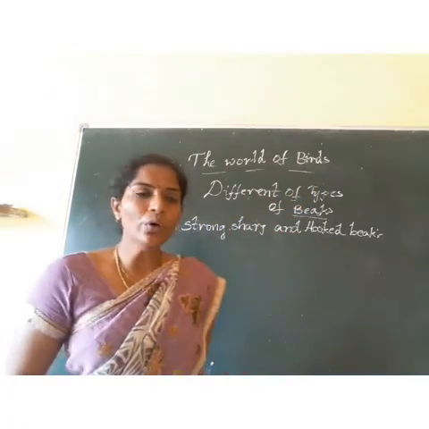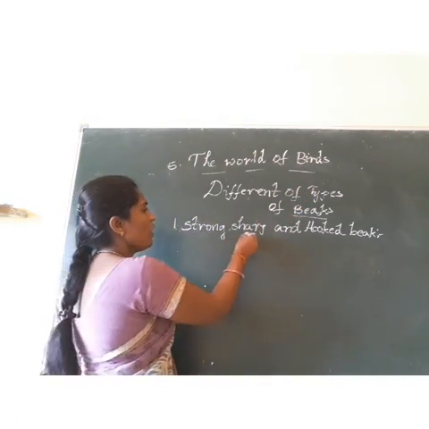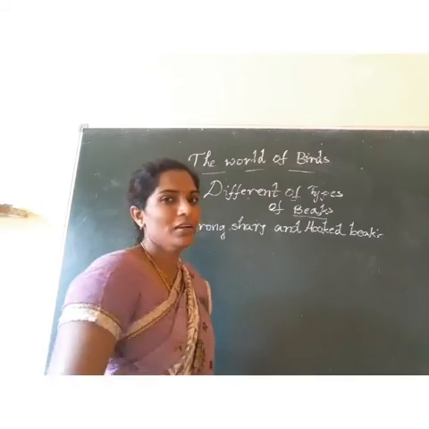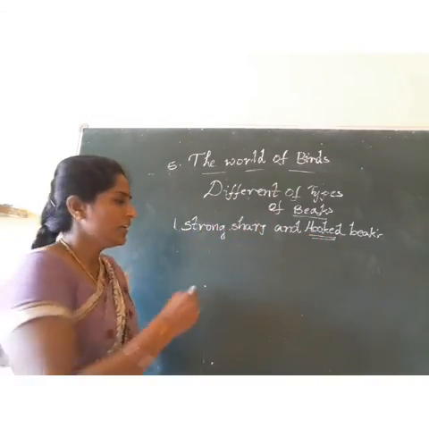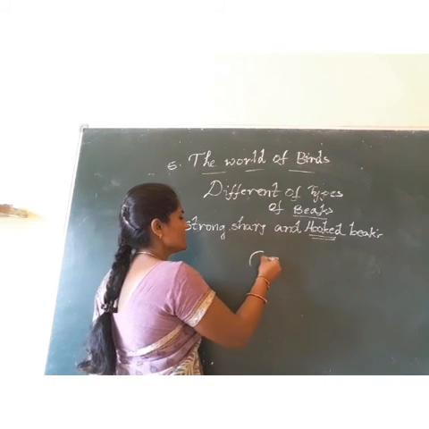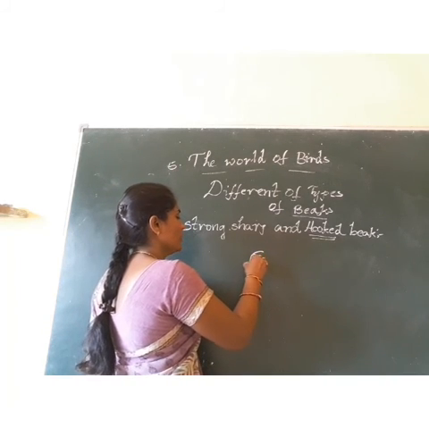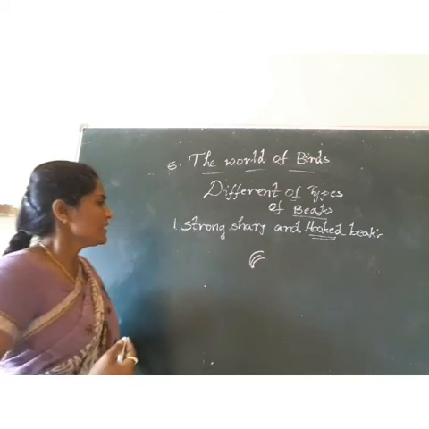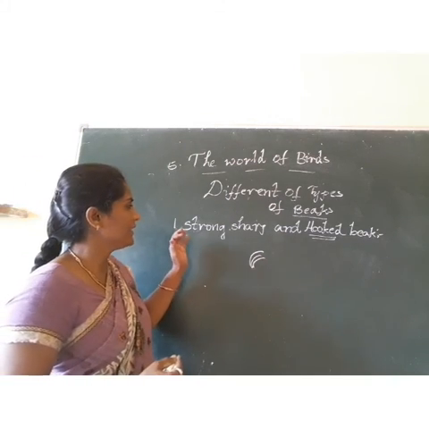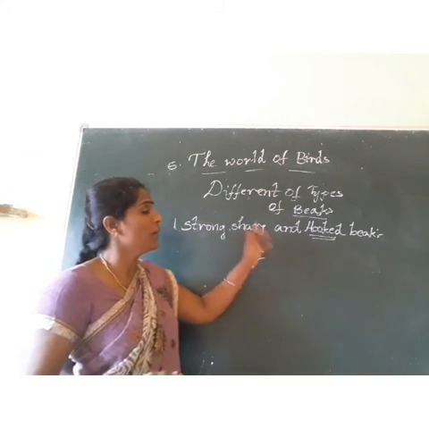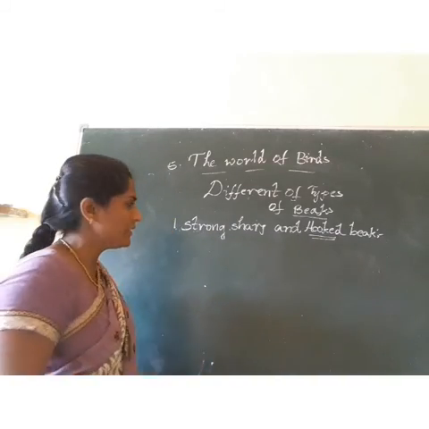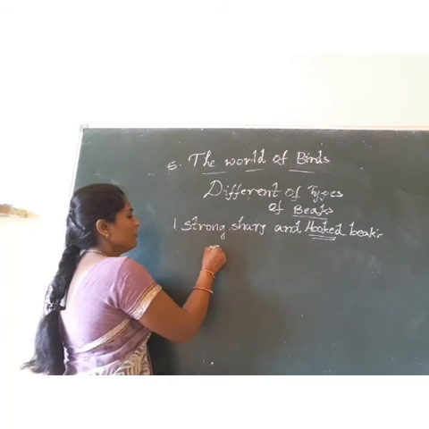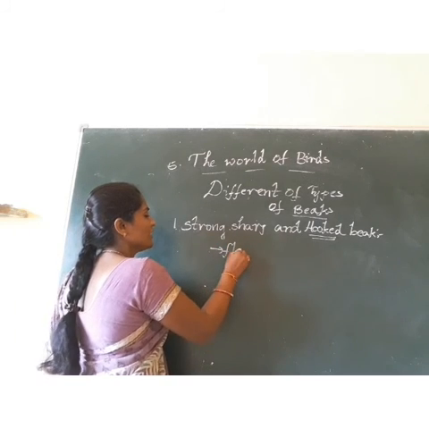Children, do you know? The first one is strong, sharp and hooked beak. What is meant by hook? If you see a hook, it is like this. See, some of the birds contain these strong, sharp and hooked beaks. So which type of birds contain these strong, sharp, hooked beaks? First one is flesh-eating birds.